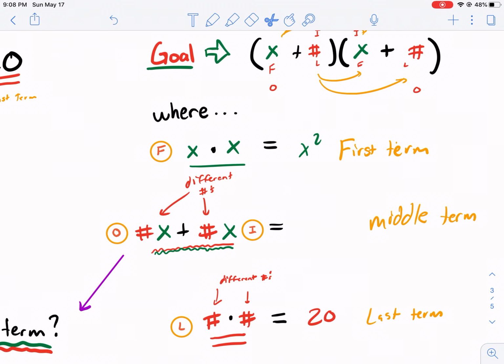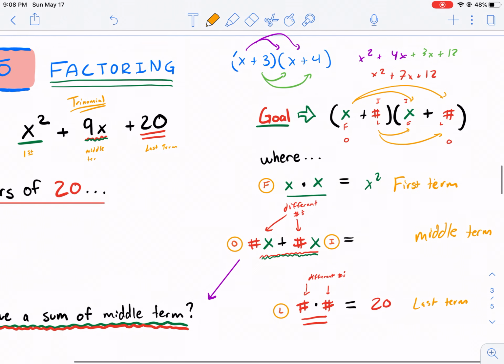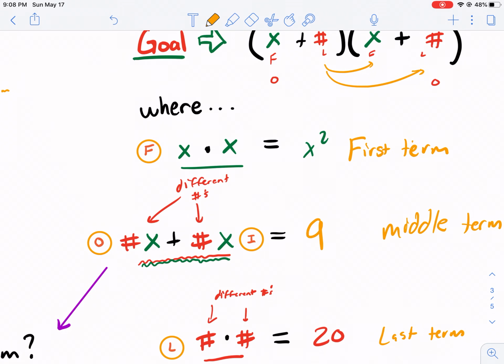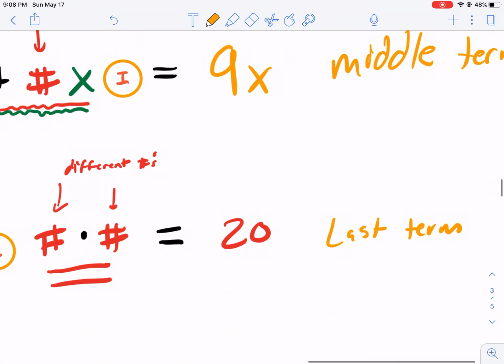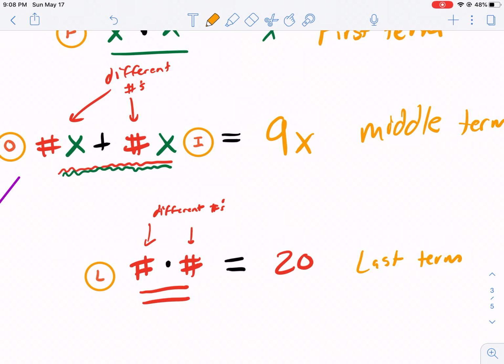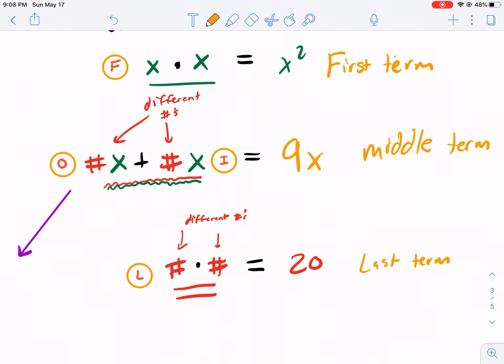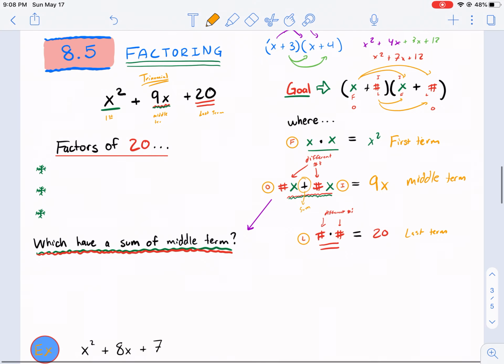Now, what is our middle term? In this case, it is 9x. Okay? So our first terms times together would give us our first term. Our last terms times together would give us our last term. And then the sum of the outside and inside terms will give us our middle term.